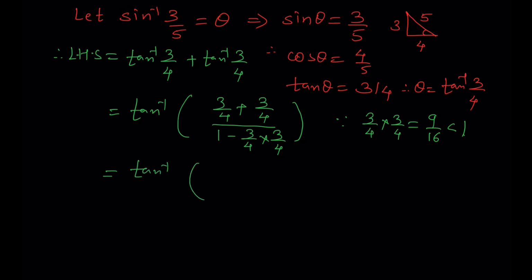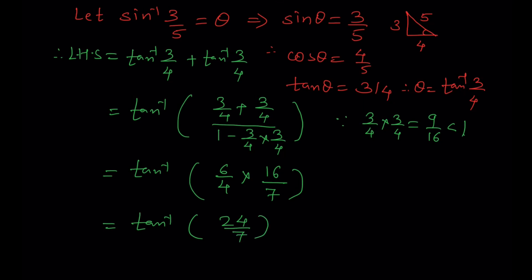That is equal to tan inverse of 6 upon 4 over (16 minus 9) upon 16, that is 7 upon 16, which means into 16 by 7. We can simplify this further: 4 4s are 16 and 6 4s are 24, so we get tan inverse of 24 by 7, which is nothing but the right hand side. So LHS is equal to RHS.